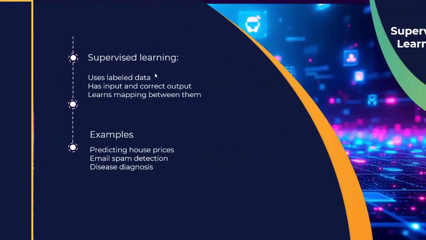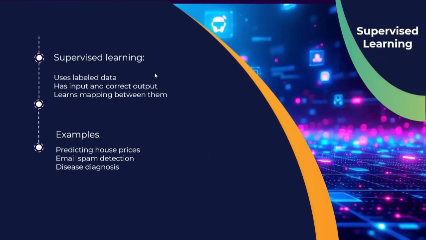So let us begin with supervised learning, what actually it is. With supervised learning, we basically use what you call labeled data. And what do you mean by labeled data? It means that we have an input and a correct output. So our algorithm learns to map the input to the corresponding output.